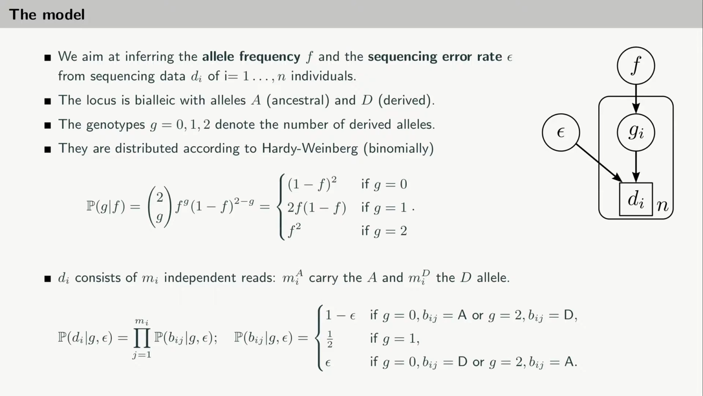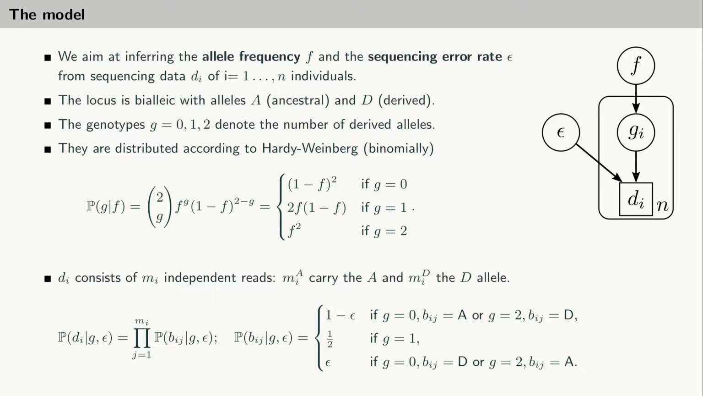That is, we make the assumption that given a genotype and sequencing error rates, all the reads of an individual are independent. The probability of a particular base given a genotype and epsilon depends on the combination of genotype and observed base bij. If the genotype is homozygous ancestral and an ancestral allele is read, then that means there is no sequencing error, and that happens with probability 1 minus epsilon.